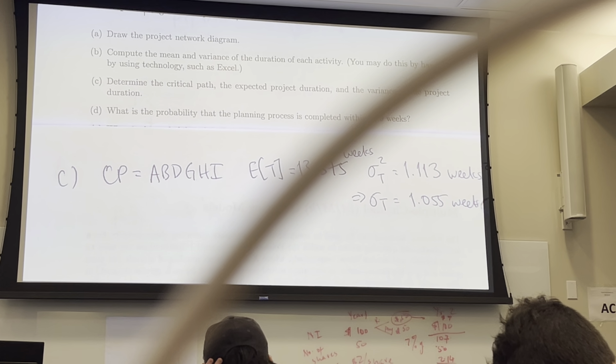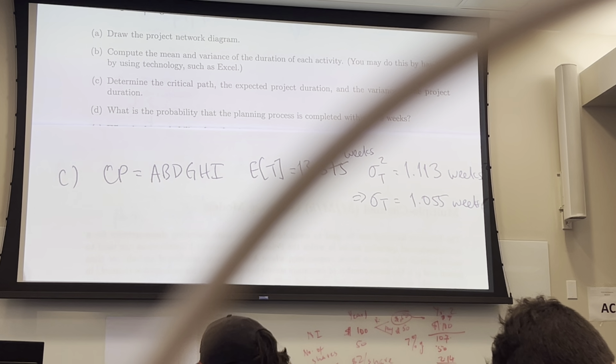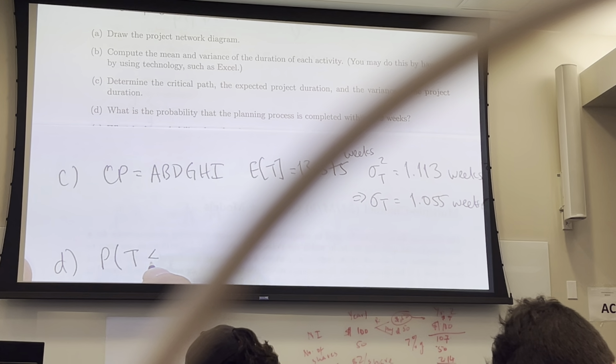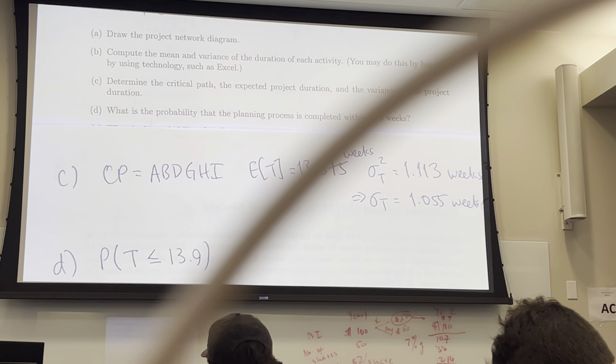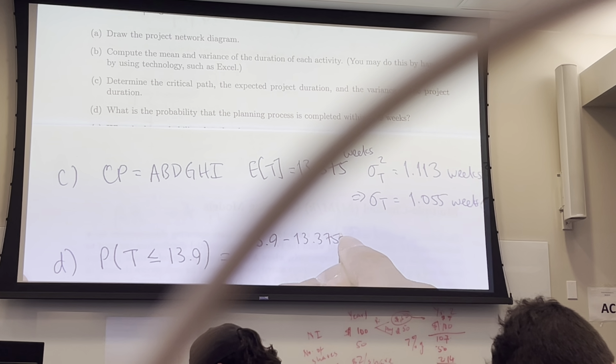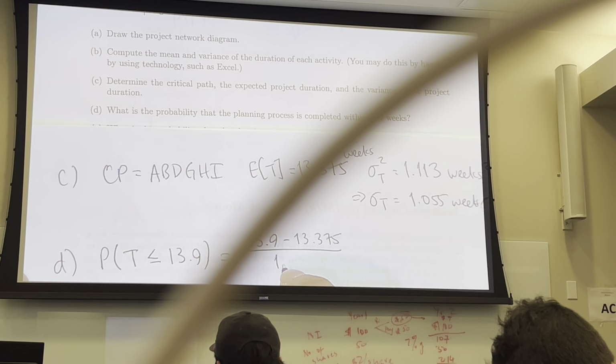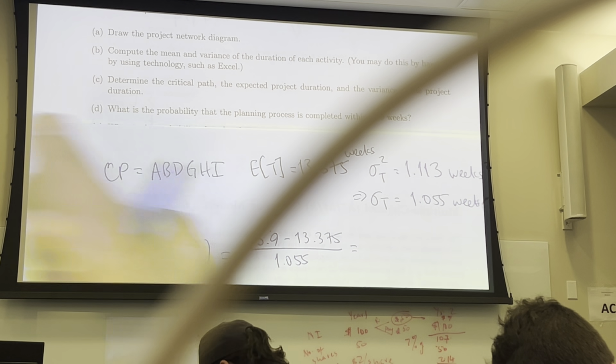All right, part D. The probability the planning process is completed within 13.9 weeks. What would you do with that 13.9 weeks? You plug it into the z-score formula, right? We want the probability that time is less than 13.9 weeks. Remember, within means less than or equal to 13.9. Remember, it's divided by the standard deviation, not the variance.